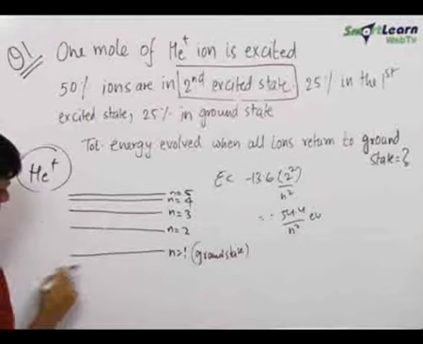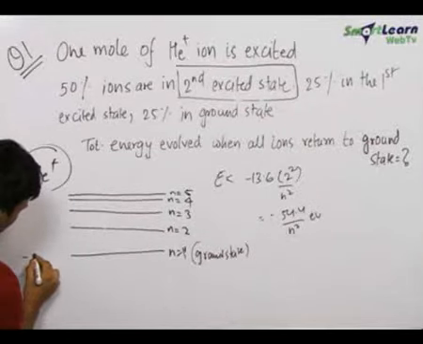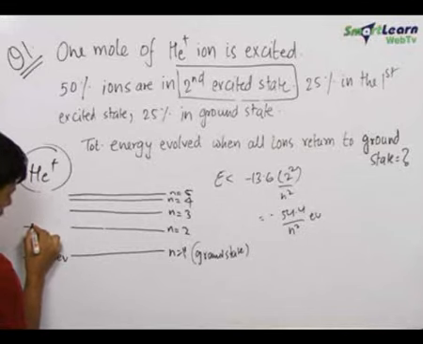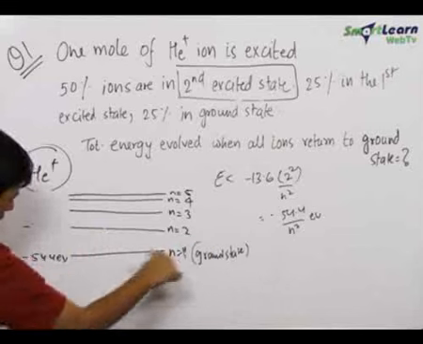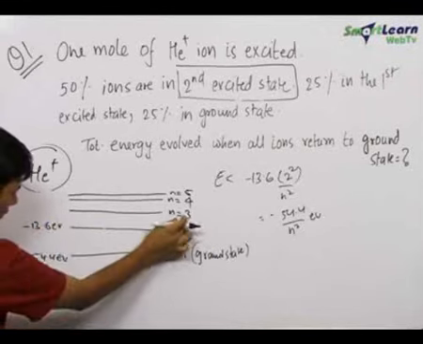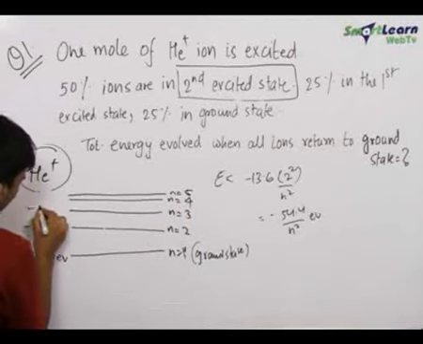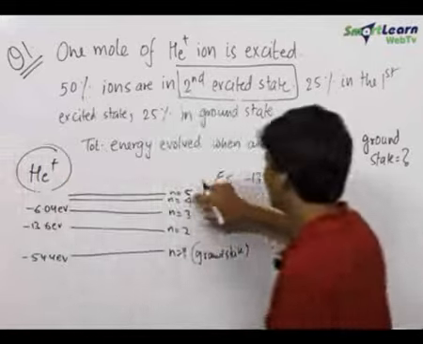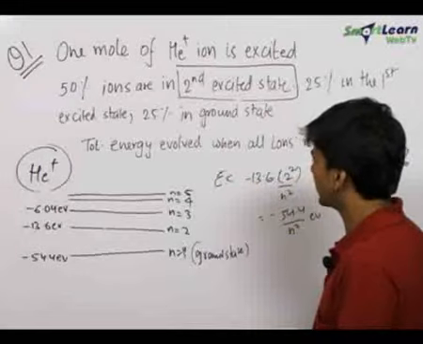So we get the energy for the first level to be equal to minus 54.4 electron volt. The energy for the second level comes out to be minus 54.4 upon 4, that is equal to minus 13.6 electron volts. The energy for the third level comes out to be equal to minus 6.04 electron volts. We do not need the energies for the other levels, so we do not calculate them.